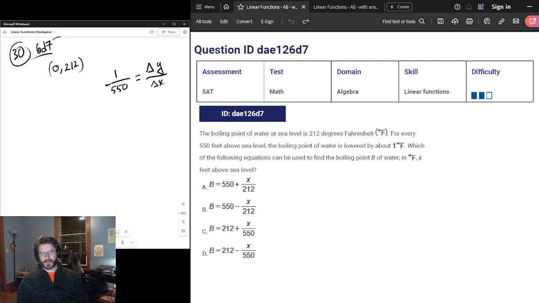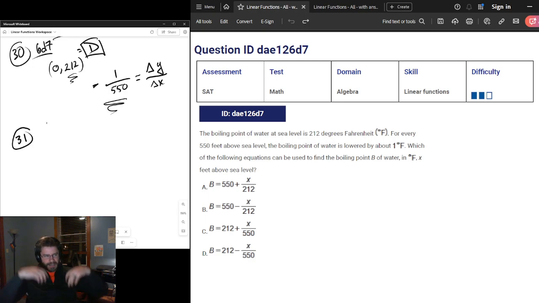Which of the following can be used to find the boiling point x feet above sea level? So it needs to be 1 over, and it's decreasing. Yeah, it's lowered by 1 degree, so there's going to be a negative slope of 1 over 550, so that locks in D. Y-intercept at 212, and a slope of negative 1 over 550. Tough question, but again, we're taking our definitions of change in y and change in x and forcing them into the language here.